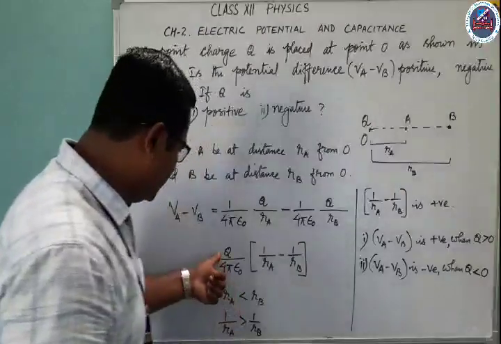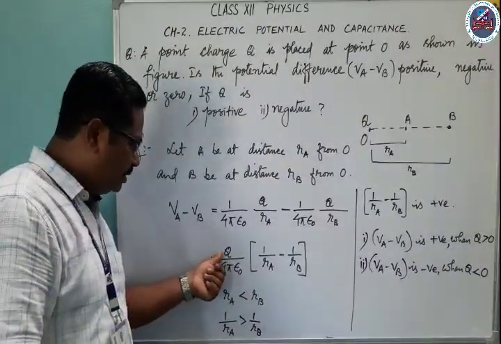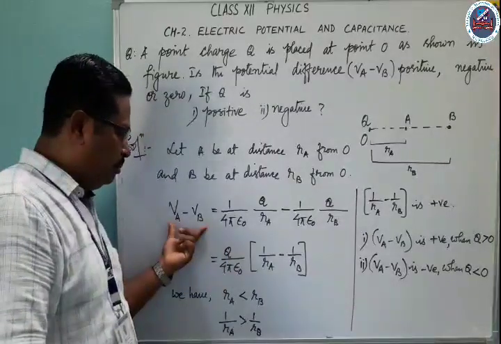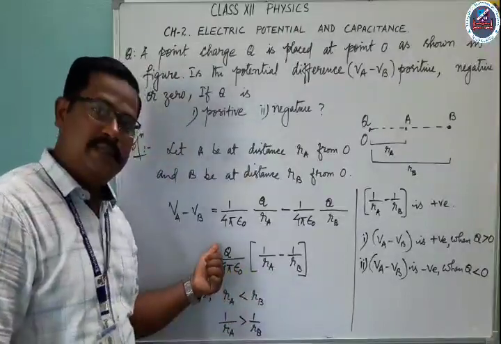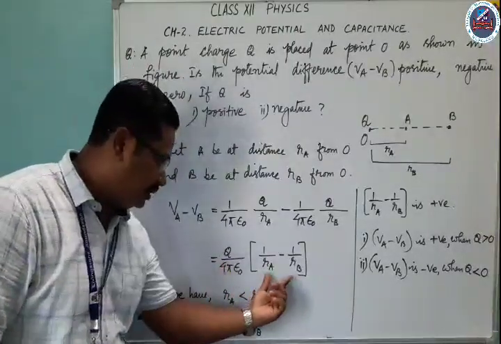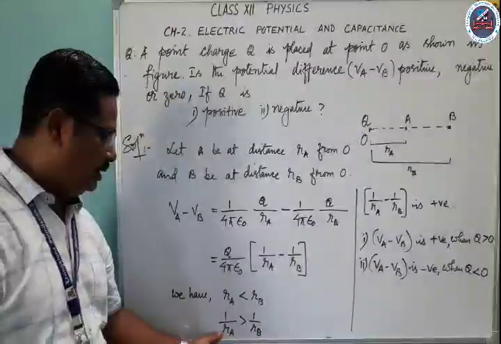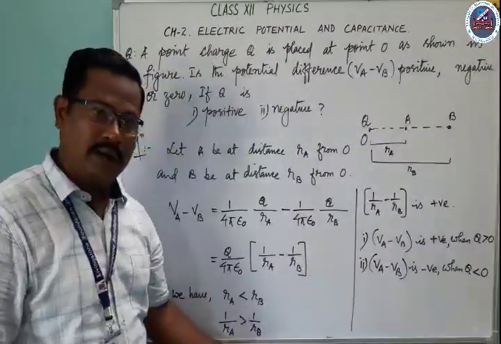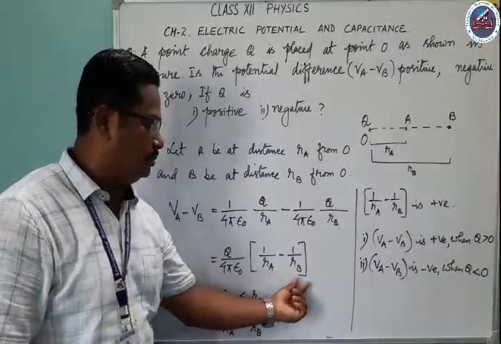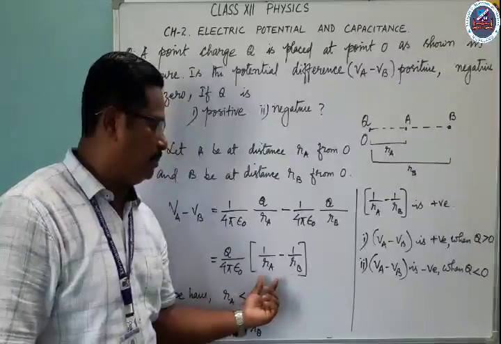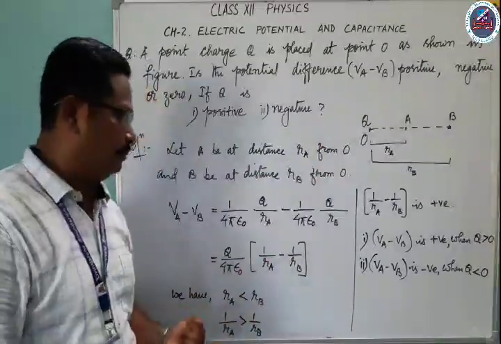That means when Q is negative, then this quantity also will become negative. If Q is positive, this quantity also will become positive. So this bracket factor will not decide. Who will decide? That is Q, because the bracket term is already a positive quantity, since 1 by RA is bigger than 1 by RB. Like 5 minus 2, suppose this is bigger, this is 2 smaller. 5 minus 2 will be plus 3. So this will be positive here according to the diagram.